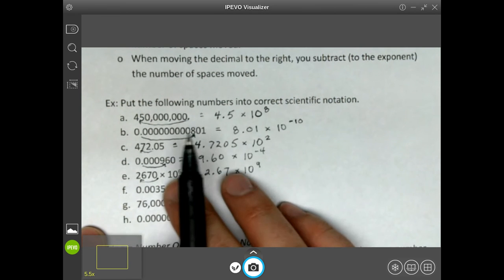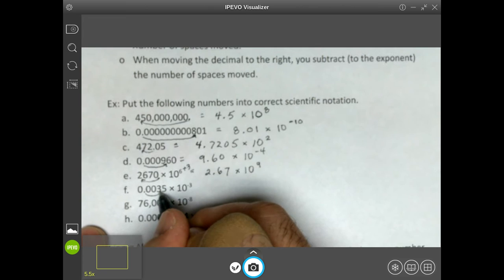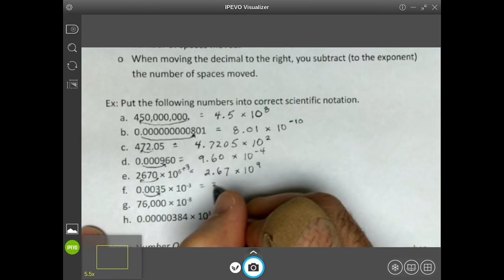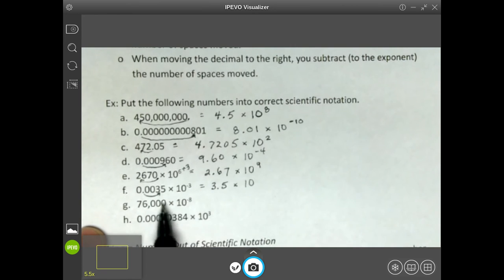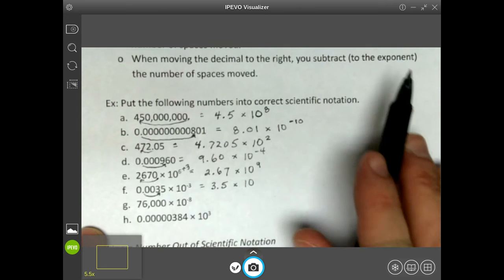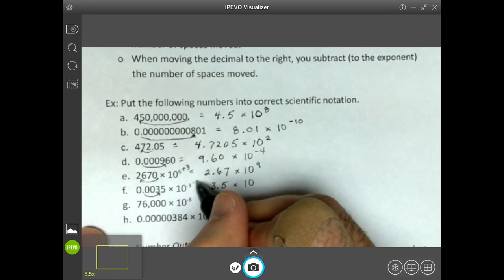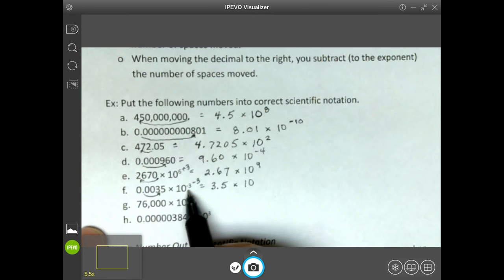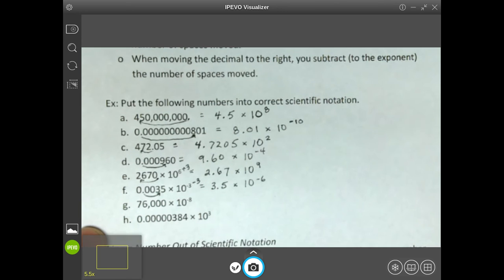Next one, same type of idea. We're going to ignore the times 10 part, move the decimal, so it's going to be between the 3 and the 5. So we get 3.5 times 10, and then we moved it 3 to the right, so we're going to subtract. So we've got -3 minus 3. You got to be careful here. -3 minus 3 gives us -6.